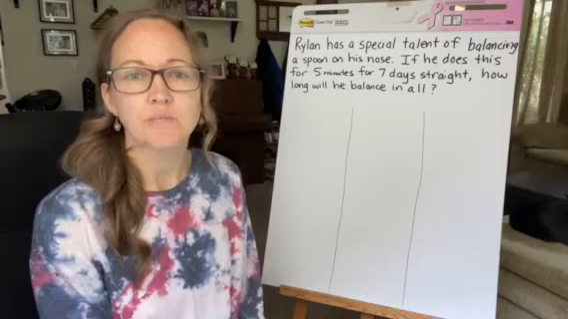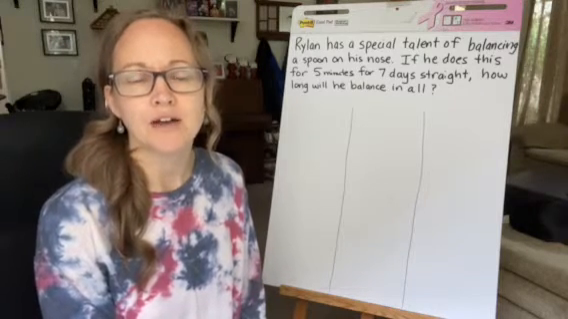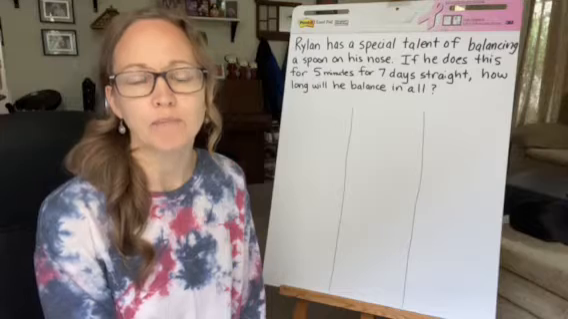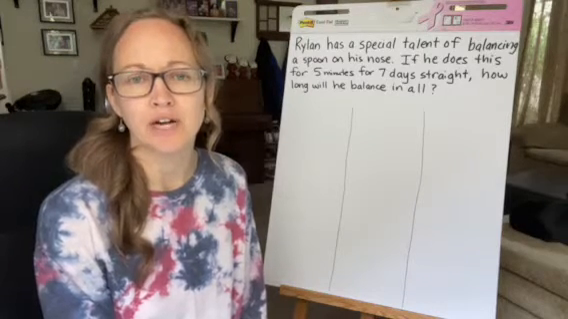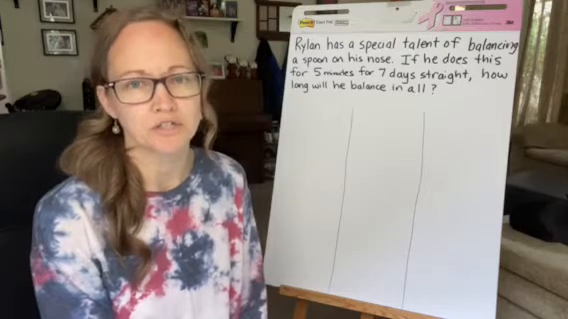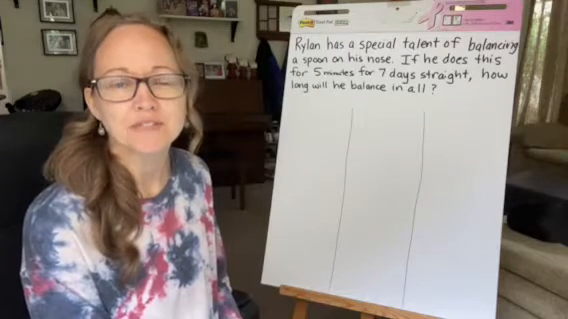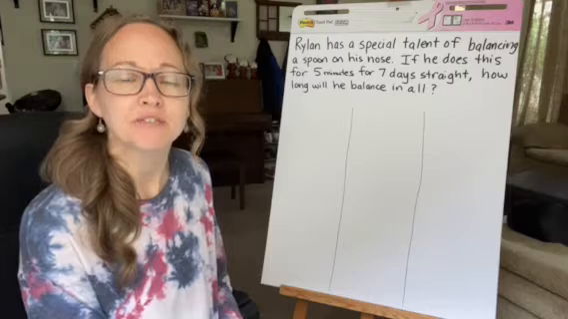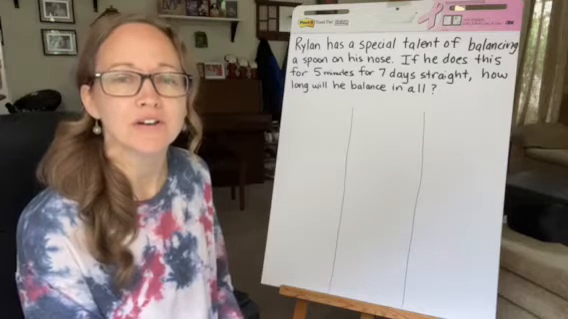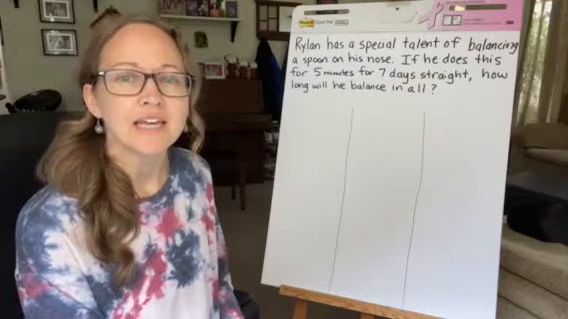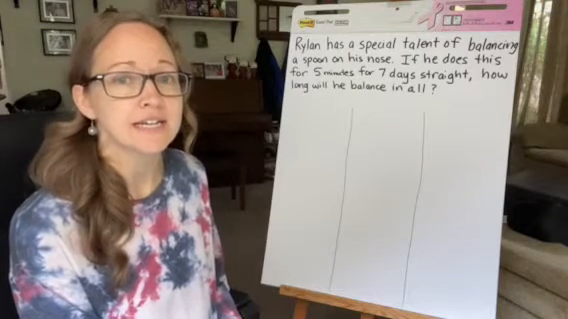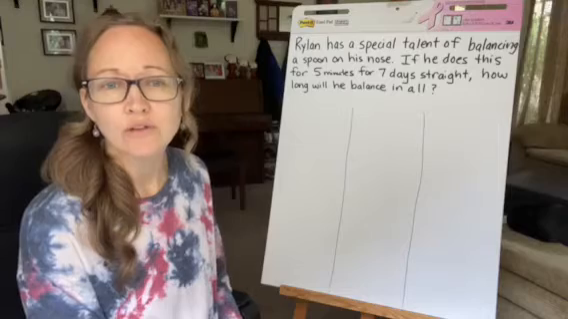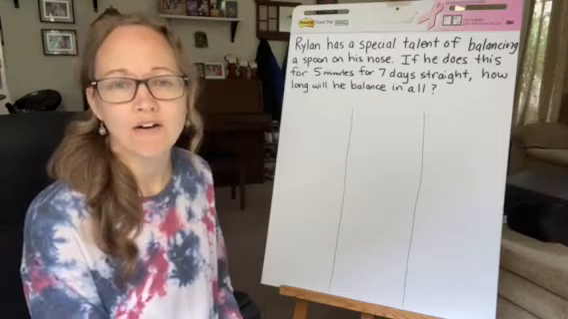Now, as I read this problem, I want you to identify any important information that we might need to help us solve the problem, and also be on the lookout for any buzzwords that tell us what to do. Okay, so the problem says, Rylan has a special talent of balancing a spoon on his nose. If he does this for 5 minutes for 7 days straight, how long will he balance in all?